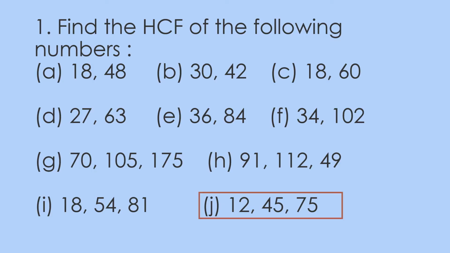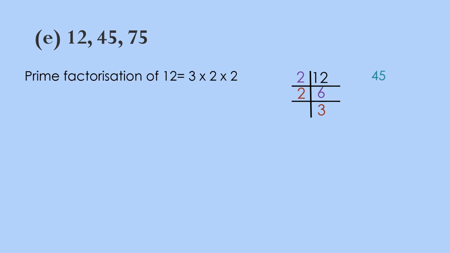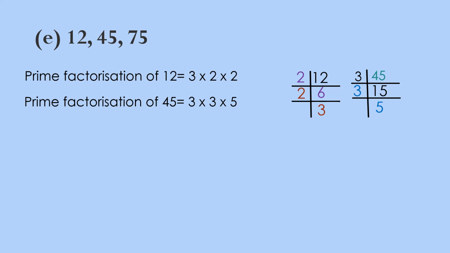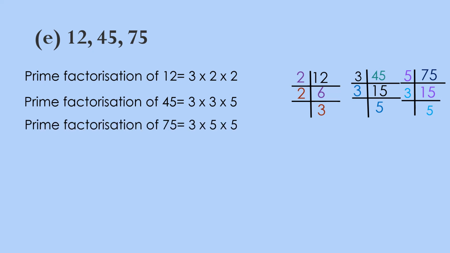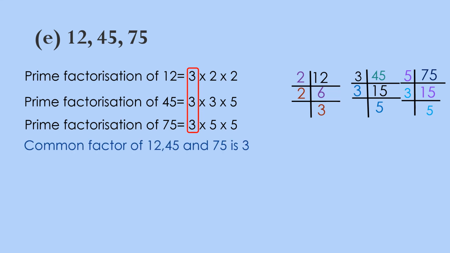Next question is 12, 45, 75. So first let us write 12. 2 6s are 12. 2 3s are 6. 45. 3 15s are 45. 3 5s are 15. So 3 into 3 into 5. 75. 5 1s are 5. 25. So 5 5s are 25. Now 3 5s are 15. So 5 into 3 into 5. So the common factor is 3. So HCF is also 3.